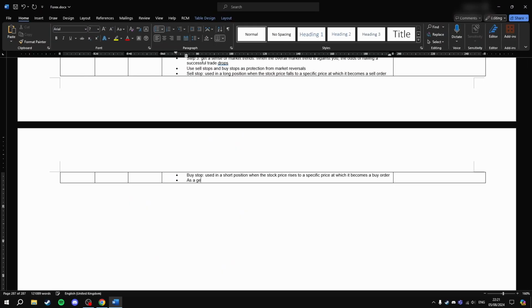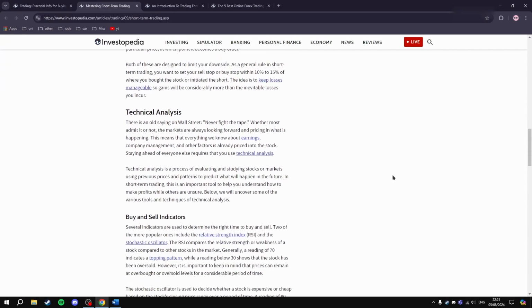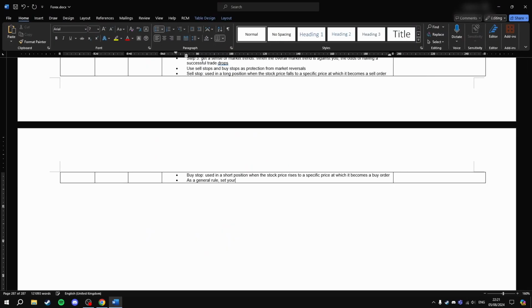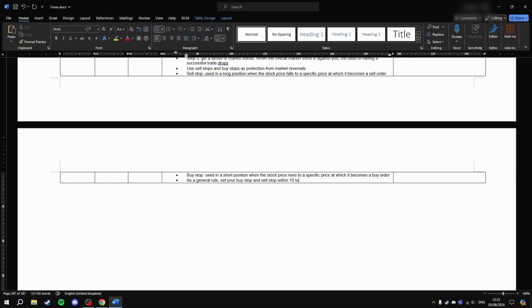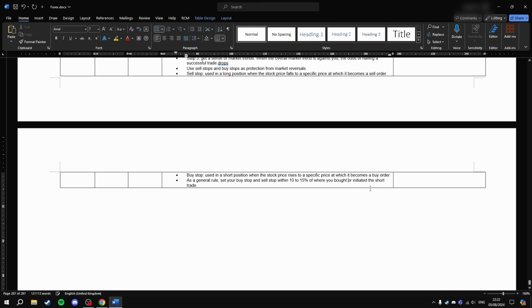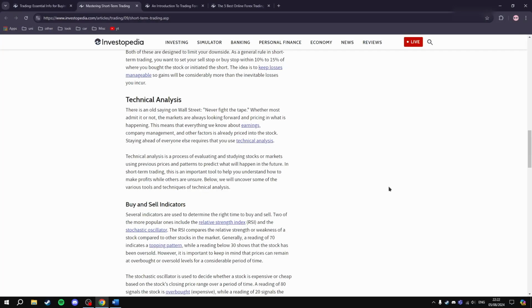As a general rule, set your buy stop and sell stop within 10 to 15% of where you bought the stock or initiated the short trade. The idea is to keep losses manageable so gains will be considerably more than the inevitable losses you incur.